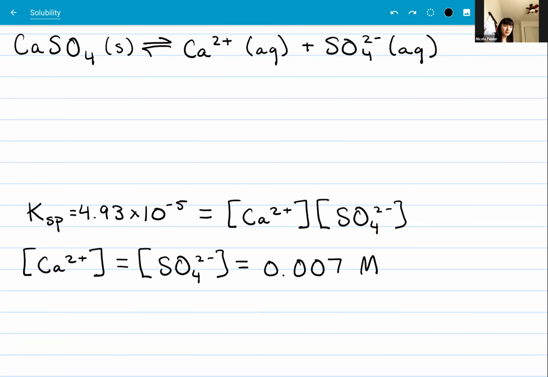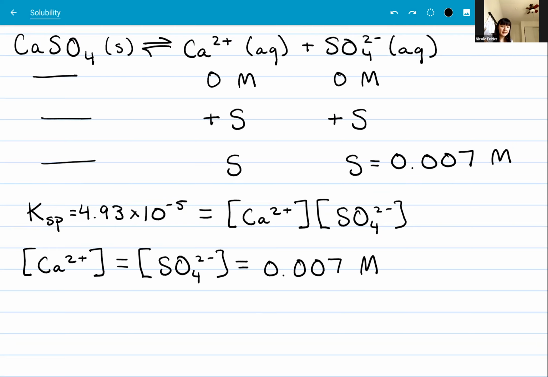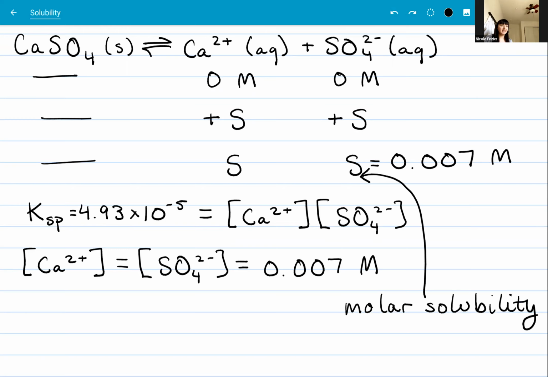In ICE table format, this whole process looks like this. And you may notice here that instead of x as the change variable, I used S. This S actually has a great meaning as a physical expression. S stands for the molar solubility of the solid, and it's a measure of how much solid is able to dissolve based on the reaction conditions.